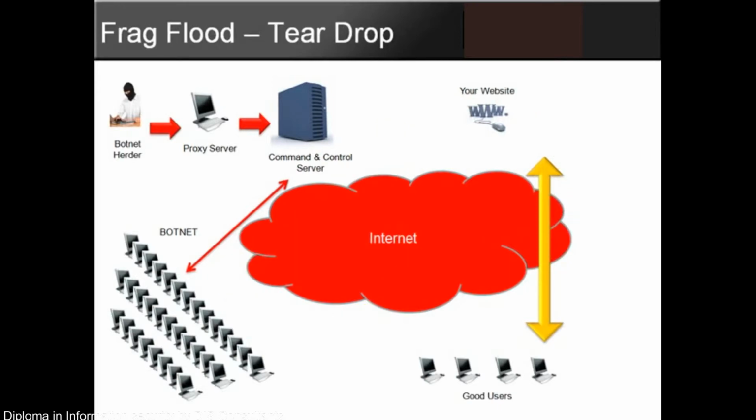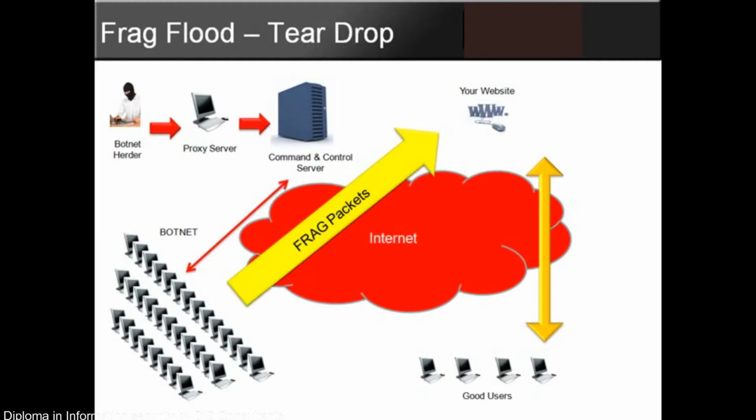The next type is known as a frag flood or a teardrop attack. This type of attack involves fragmented packets, and there are two parts to this attack, if you like. The first part is where it tries to use a vast volume of packets in order to overwhelm the various network topology, from firewalls, the servers, the routers and so on.